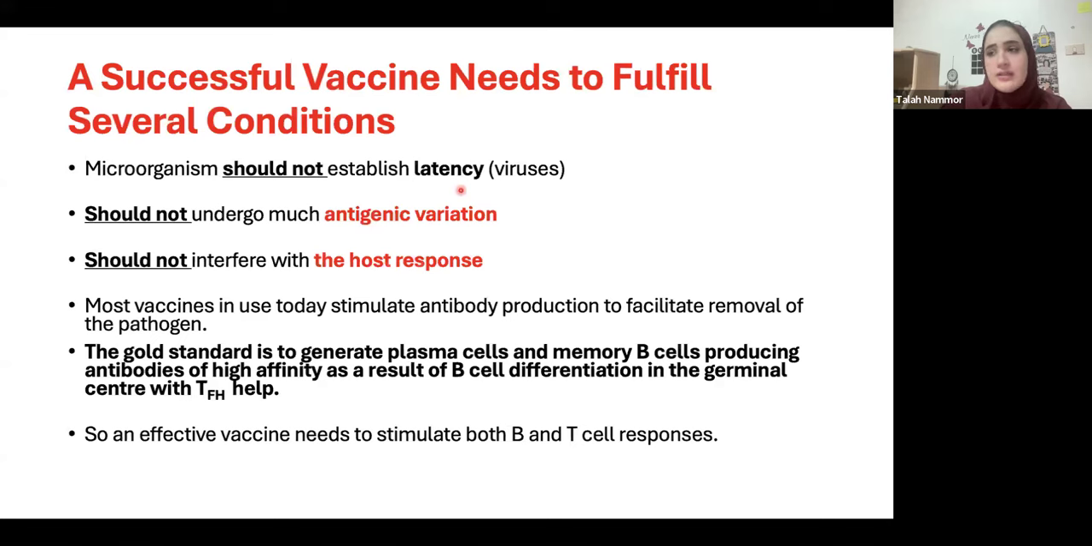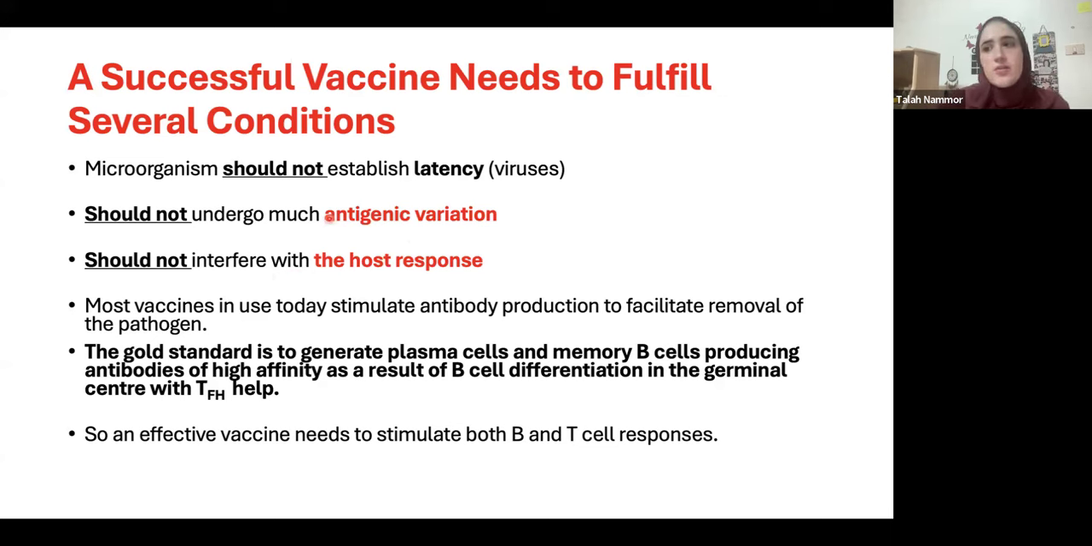Why? Because varicella, when you are a baby and you get varicella, it might just go and hide in your ganglion, like in your nervous system, and then suddenly, later on, decide to reactivate. So when we do vaccinations against varicella, we need to make sure we're not only providing the body with something to prevent the virus from attacking, but also to protect us from its latency. Okay. It should not undergo antigenic variation.